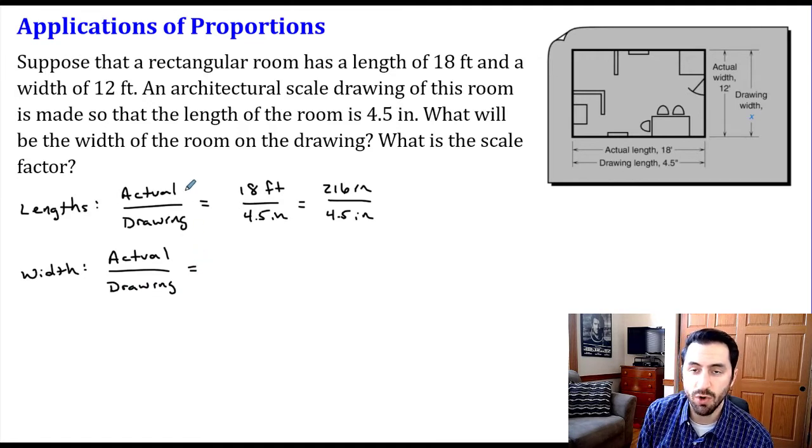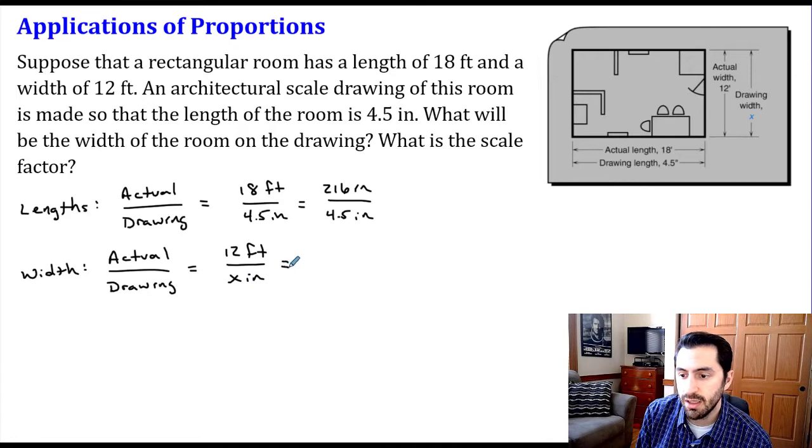So because I set one of them up as actual over drawing, I need to do the same thing for my other ratio. So we have 12 feet, and then this is going to be over x inches, which is our unknown. And then again, let's just change this into inches. So 12 times 12, 144 inches over x inches. So now that we have our two ratios, we can set them equal to each other to get our proportion. So 216 over 4.5, that's going to be equal to 144 over x.